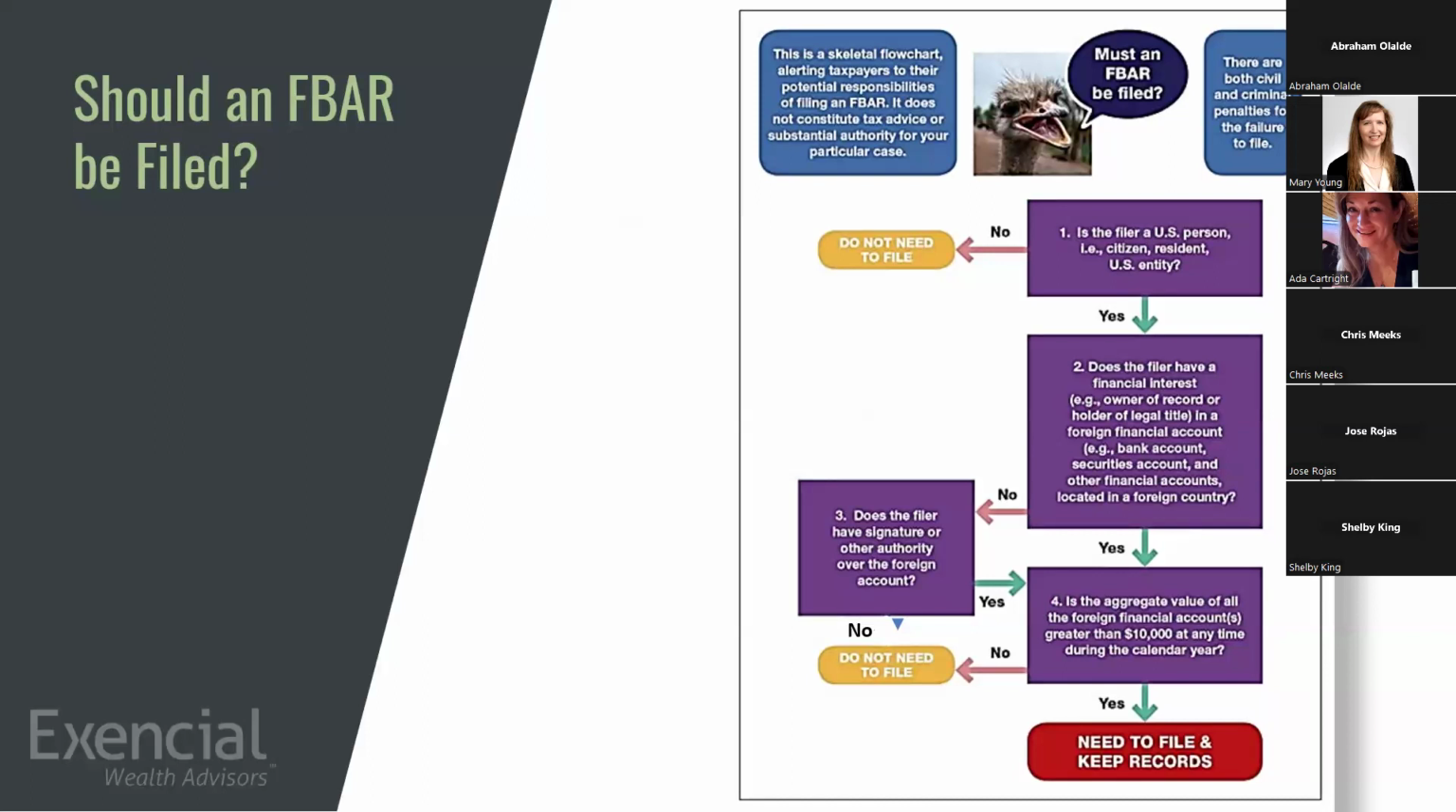So if you have 3 accounts for $3,000 each, that equals $9,000. You don't have a filing requirement. But if, let's say, you have 3 accounts for $4,000 each, then you go over the $10,000, so $12,000, you do have a filing requirement for FinCEN or the FBAR.